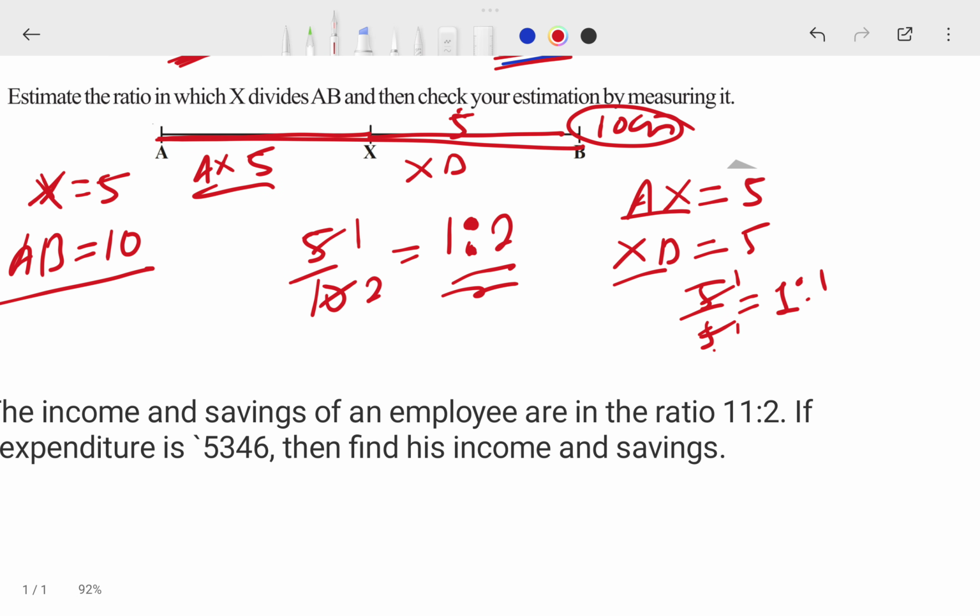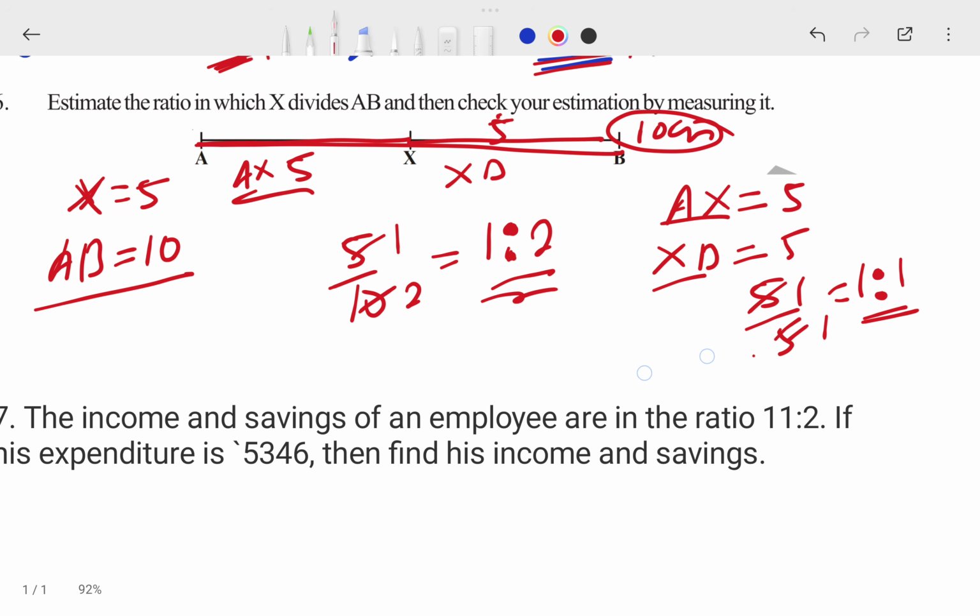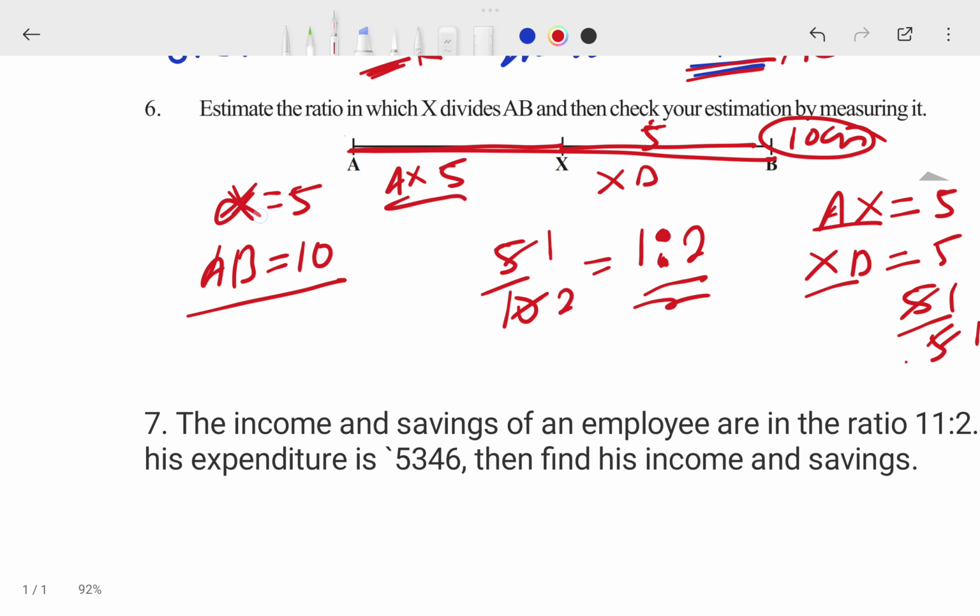Ratio is 1 is to 1. That's how it is, I'm telling you. This is given as 5. Now 5 ones are 5. So what is 1 is to 1, the ratio is there. Otherwise, if you see, the value of x is 5. From a to x, the value is 5.